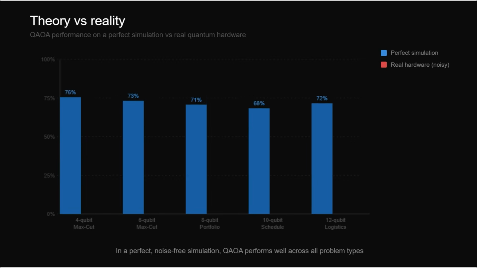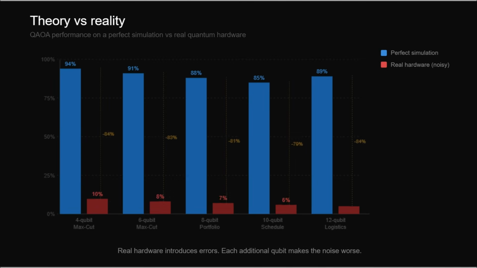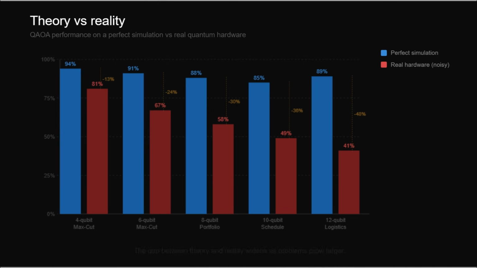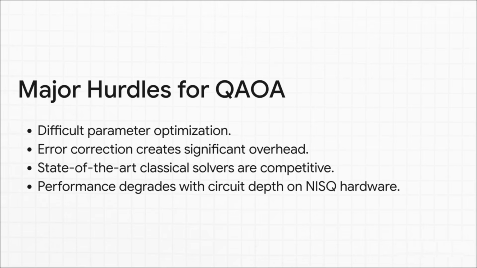And the hardware noise isn't even the only problem. Just figuring out the right settings for those cost and mixer steps, those parameters from the loop, is a really hard optimization problem on its own. And frankly, for a lot of problems today, our best classical algorithms are just plain faster.